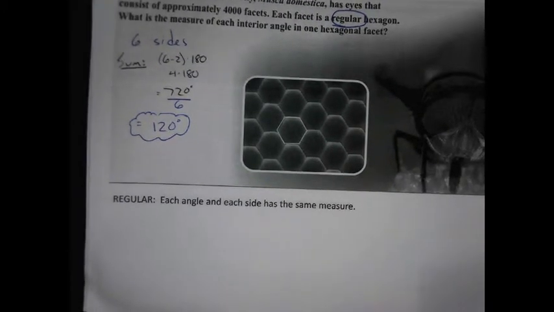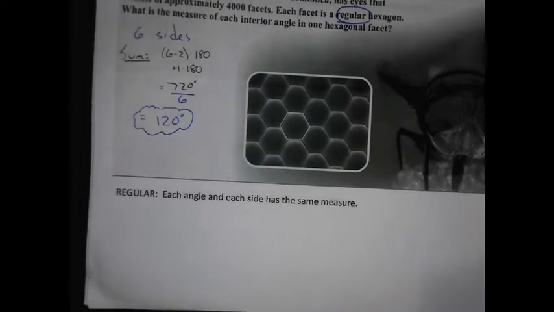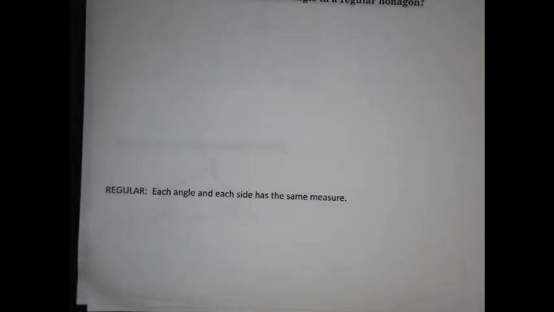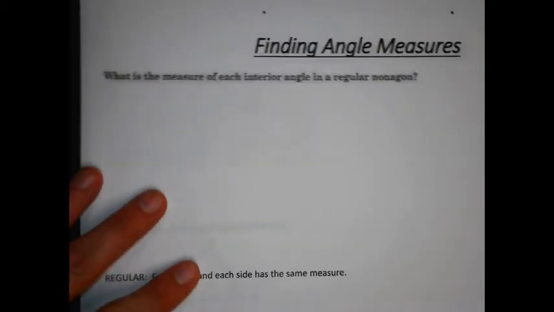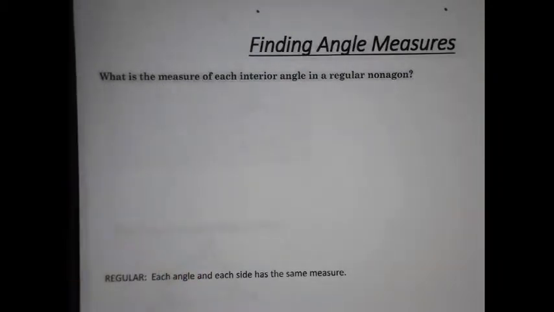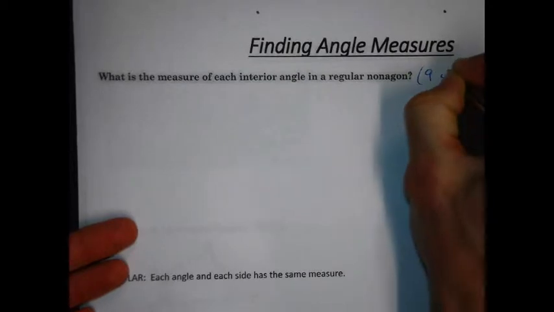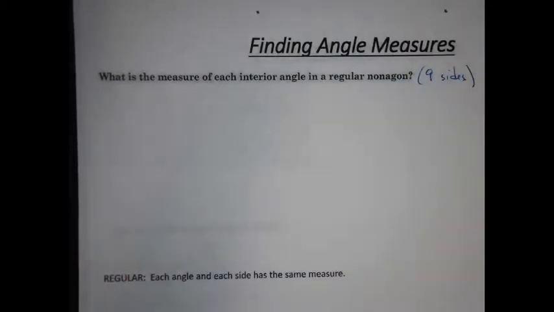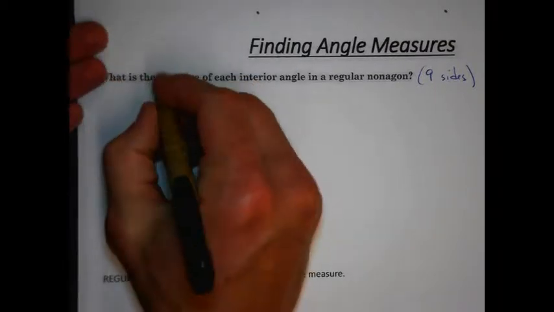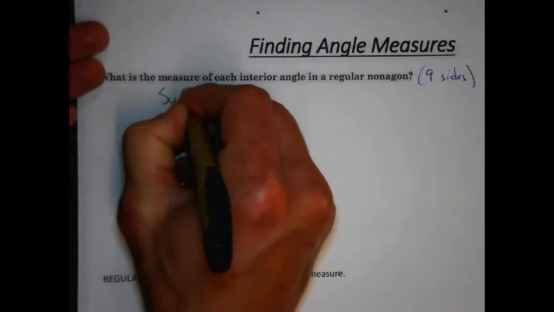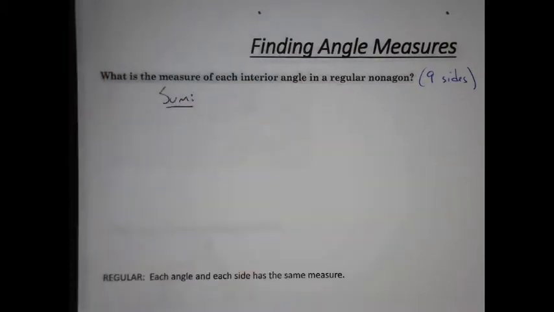So let's see if we can get some more practice, right? So here's the next question. Why don't you pause it and try working it out yourself? What's the measure of each interior angle in a regular nonagon? Well, what is a nonagon? Nonagons have 9 sides. So if we're going to find the measure of one of the interior angles of a nonagon, we've got to find the total, right? What is the sum? What's the entire interior angle sum?